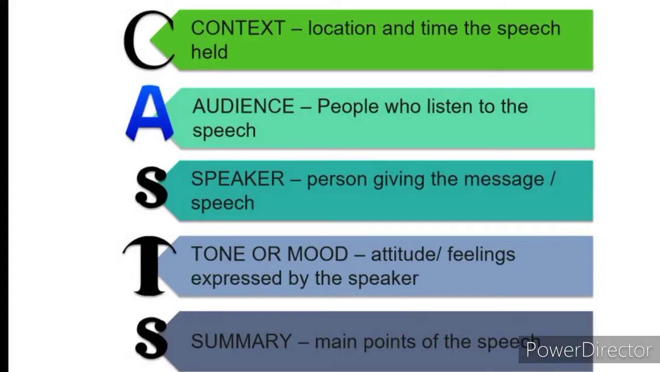Okay, we have there C for context, which pertains to the location and time the speech was held. A for audience, which refers to the people who listen to the speech. And S for speaker, and this pertains to the person giving the message or the speech. And T for tone or mood, and it refers to the attitude or feelings expressed by the speaker. S for summary, which refers to the main points of the speech.